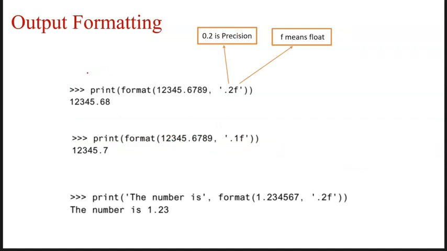Again, the .2 is the precision and f means float. I'm just printing out some other number over here. If you type in 0.1, you can see that it's rounded: it rounds the 6 to the next digit, which is 7. And if the number is not roundable, then it just prints out the 2 digits after the decimal place, as we have over here.